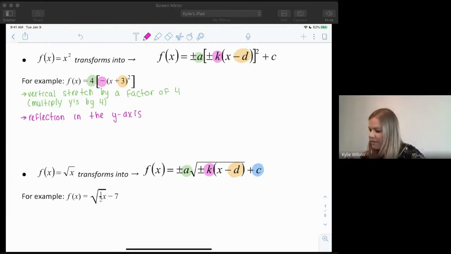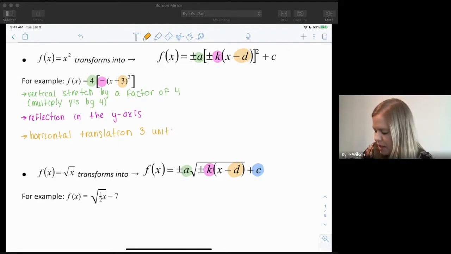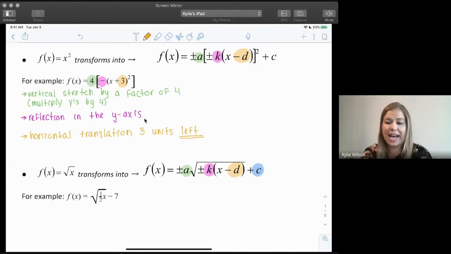And finally, I have a D value of +3. So D represents a horizontal translation. You can also say shift if you want to, but I like the word translation. And that would go 3 units. And because it's positive, we're going to the left. So this is the first thing that we want to do, is we want to be able to identify all of our transformations.